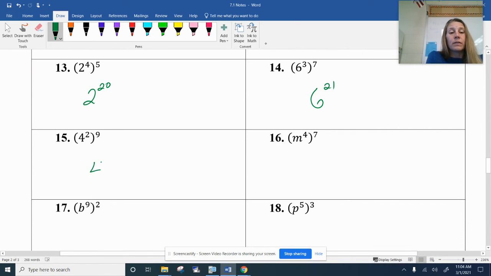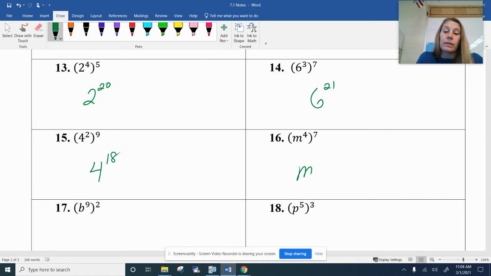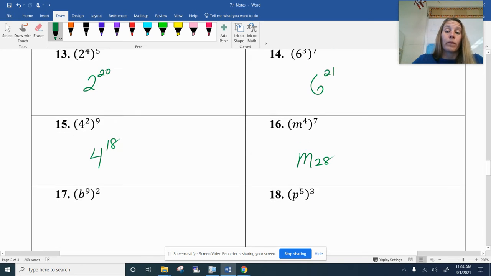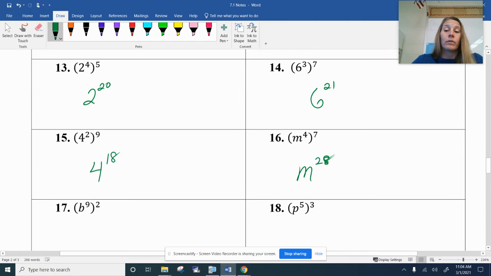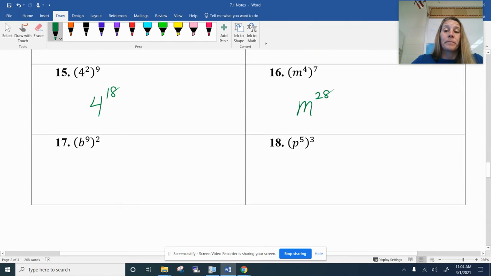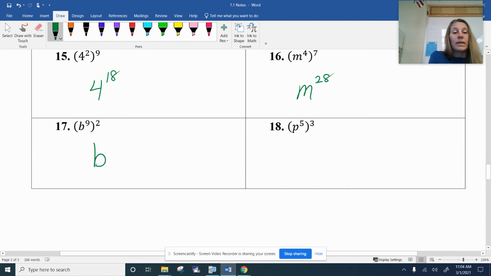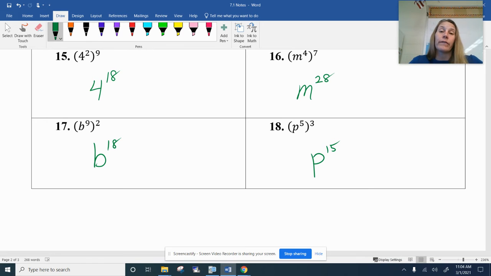Number 15, 4 to the 18th power. 16, m to the 28th power. I'm a little too fast here. And number 17, b to the 18th power. And finally, number 18, 5 times 3 is 15, so this would be p to the 15th power.